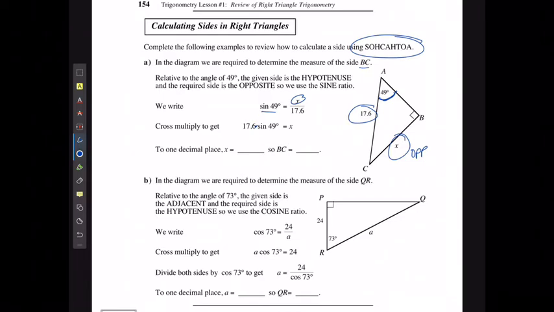And then I can actually just multiply that in my calculator. To one decimal place, 17.6 times sine of 49 is going to be 13.3, which means that the length of BC is going to be 13.3. We don't have units to measure this, so we're just going to have to say 13.3.